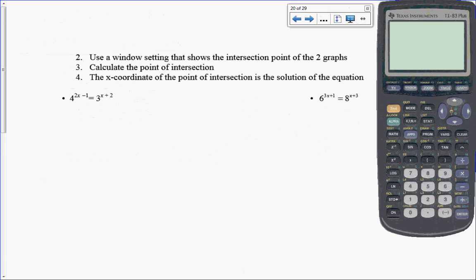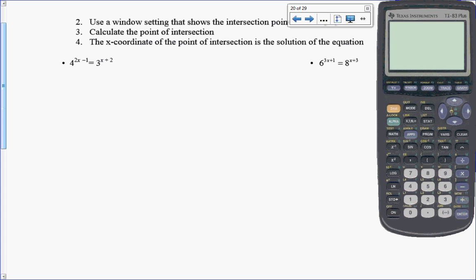So the first one we have is 4 raised to the 2x minus 1 equals 3 raised to the x plus 2.